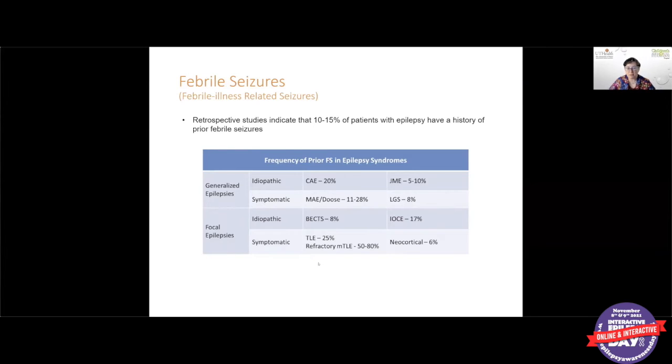But at the time of the first febrile seizure, you may not know whether this is part of an epilepsy syndrome or really just a regular febrile seizure that the child is going to outgrow and not have epilepsy afterwards. So that's a very common way for children to present to a clinic, or to their pediatrician or neurologist, with febrile seizures.